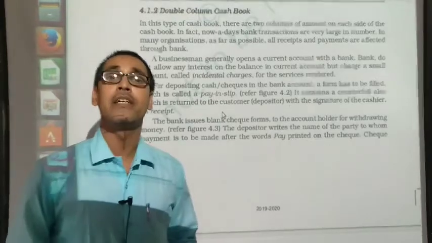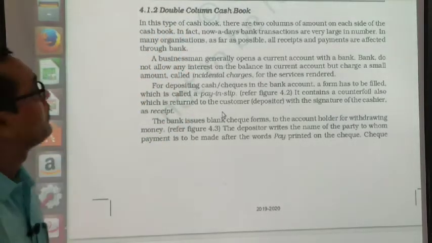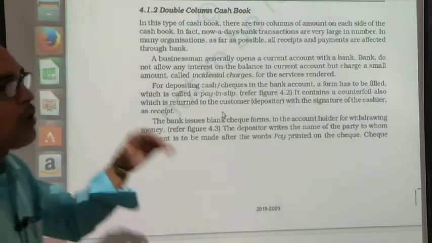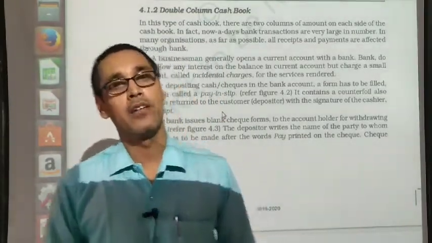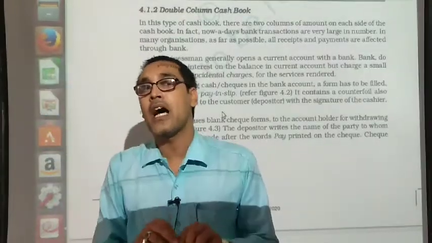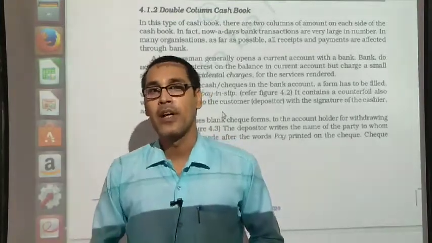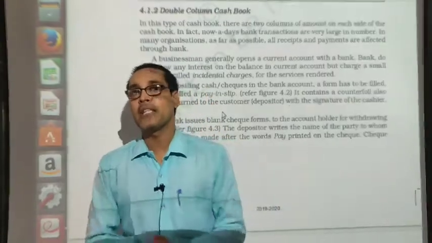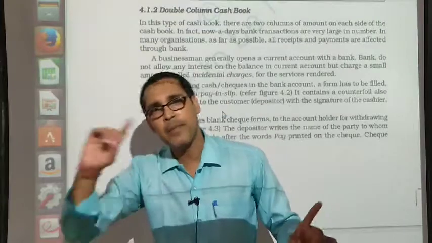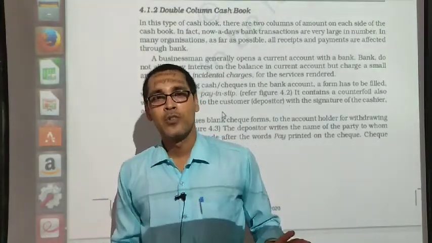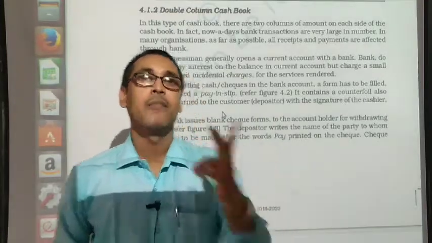We have already covered the single column cash book, and this is the double column cash book. In this type of cash book there are two columns. First is the cash column and another is the bank column. Basically two ledgers are prepared in the cash book, cash account and bank account. If we prepare a double column cash book, then there is no need to prepare the cash account and bank account separately. So this is the combined account of both accounts, cash account and bank account.